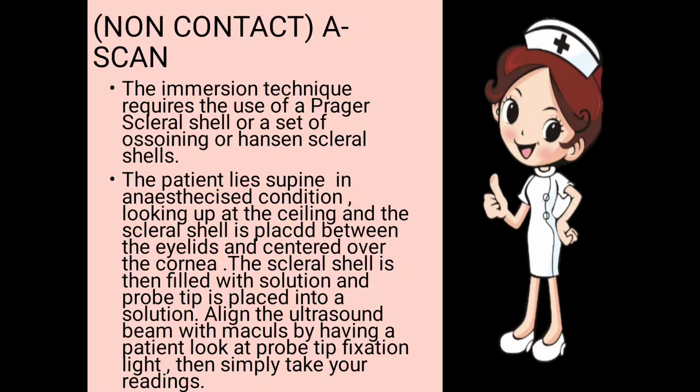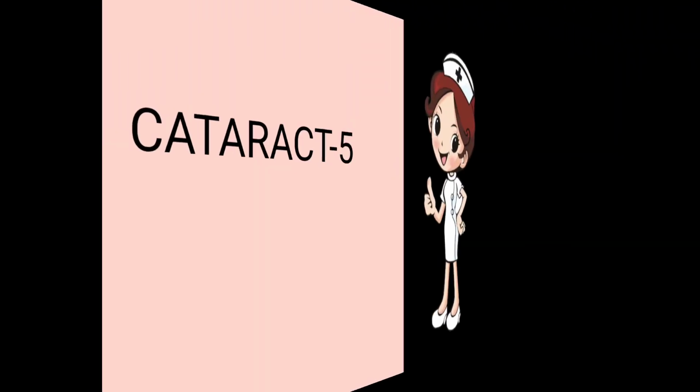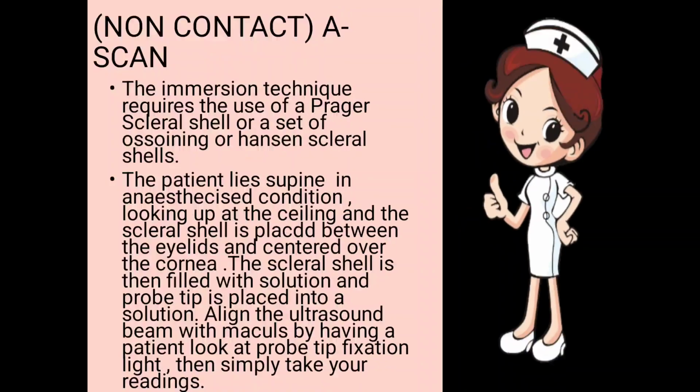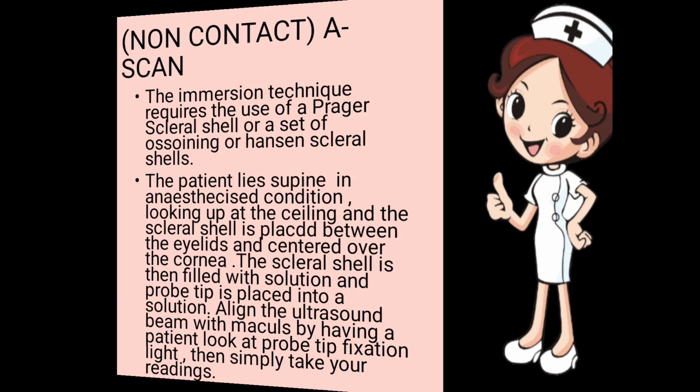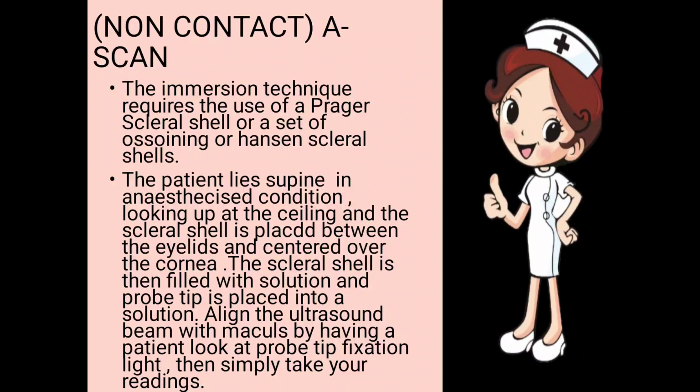Next, the scleral shell is then filled with the solution. The scleral shell is connected and it is filled with a solution. In this scleral shell, the solution is filled by inserting it from a syringe. Then align the ultrasonic beam by the macula, having the patient look at the tip fixation light, then simply take your reading.